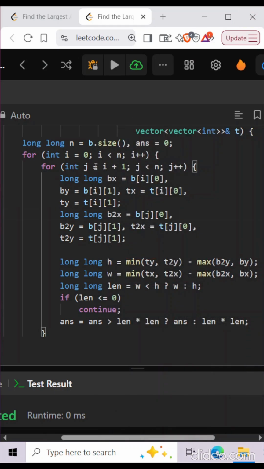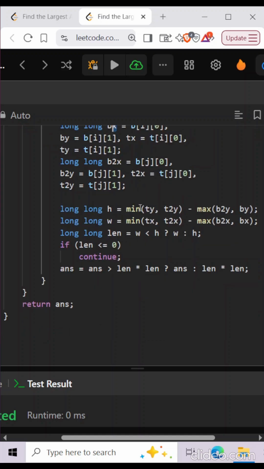Now, what I've done here is I'm simply iterating i from 0 to n, and j I'm iterating from i plus 1 to n. I'm making bx, by, tx, and ty. Similarly, bottom x coordinate, bottom y coordinate, top x coordinate, top y coordinate. Similarly for the other also. Now, as I told you, I will be taking the minimum of the tops and maximum of the bottoms. Same for the x-axis and same for the y-axis.